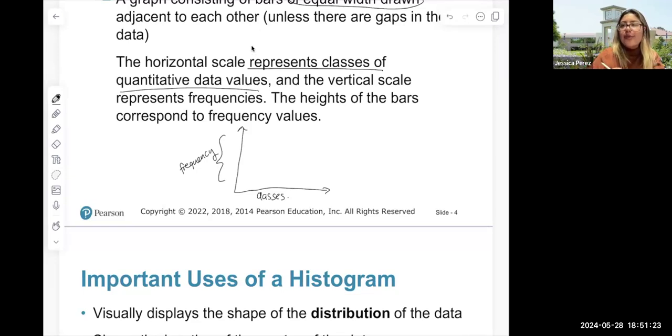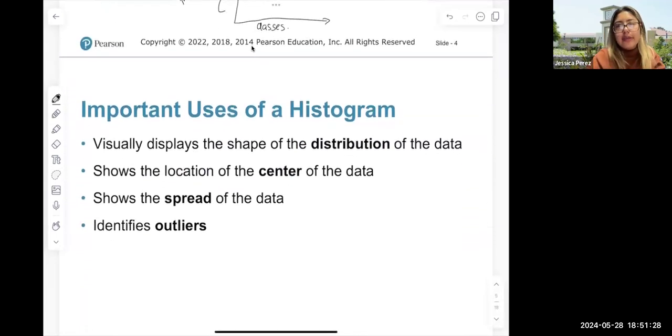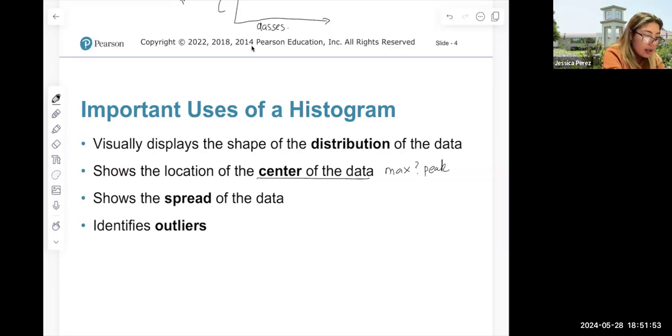Okay, so input is always important. All right. What is the important use of a histogram? It visually displays the shape of a distribution. So it will narrate how the visual looks. Is it a uniform distribution? Is it a normal distribution? What type is it? The shape will tell us. The location, what is the center of the data? Will it have a peak? Will it have a maximum? So these are the questions. Does it have a max? Does it have a peak? All of the things that we want to look at.